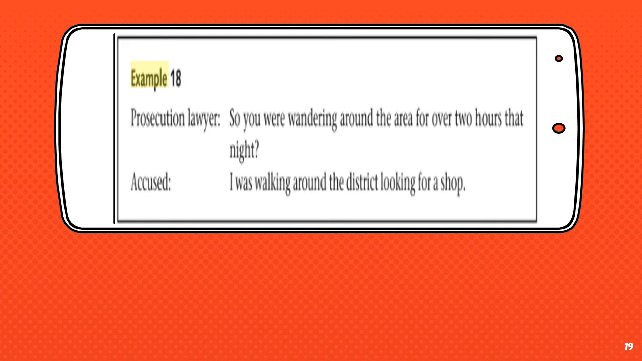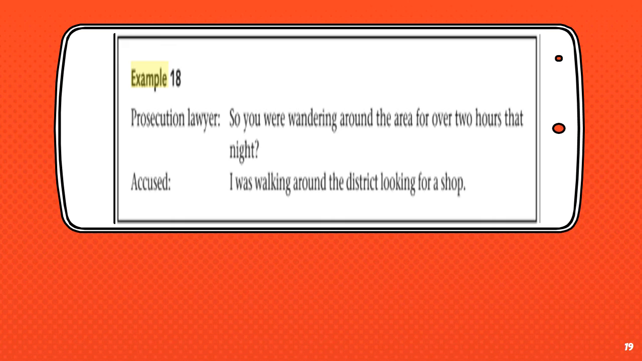On to the next slide, which is example 18. Prosecution lawyer: So you were wandering around the area for over 2 hours at night. Accused: I was walking around the district looking for a shop.